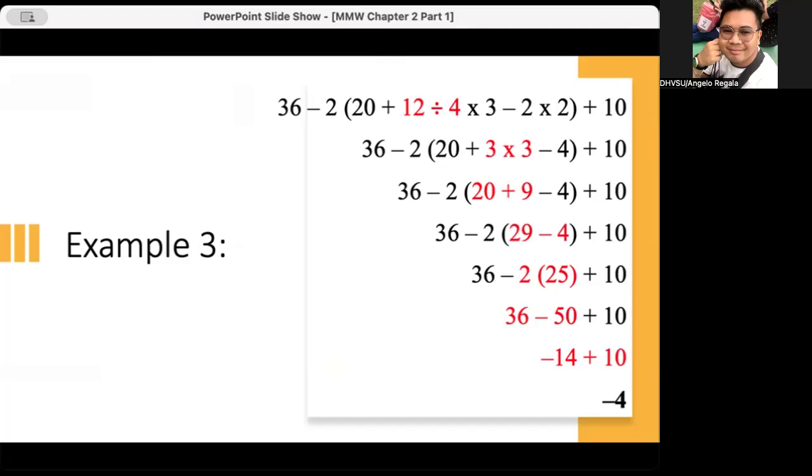So 36 minus 2 times 25 plus 10. So 2 times 25 is 50. That's why we have 36 minus 50 plus 10. 36 minus 50 is negative 14, plus 10. That is equal to negative 4.